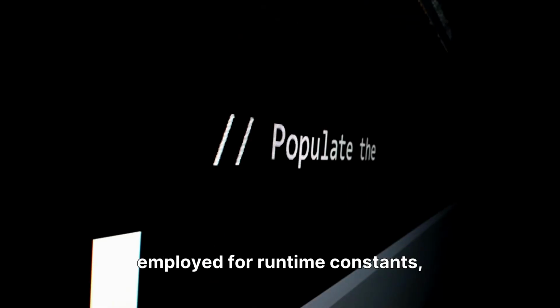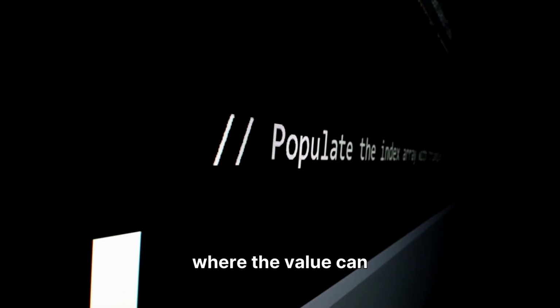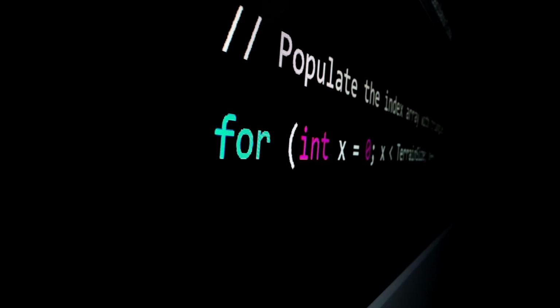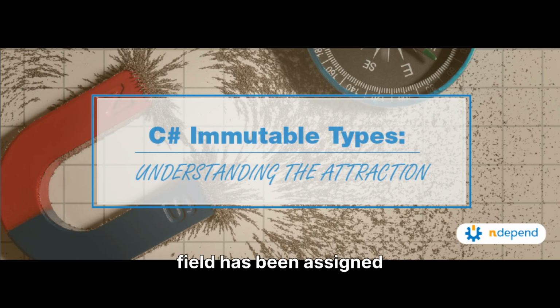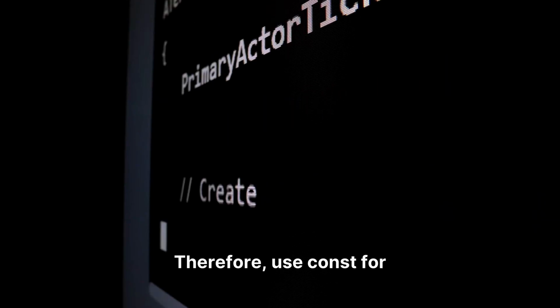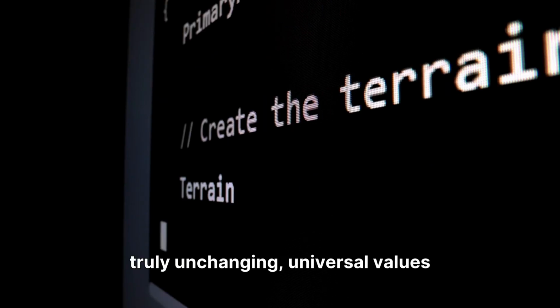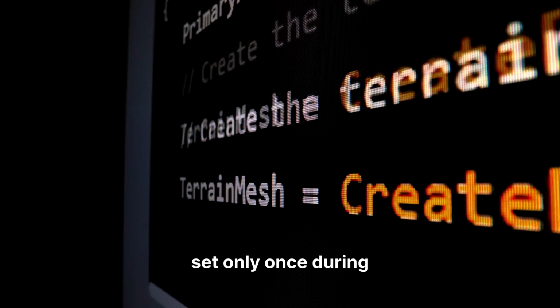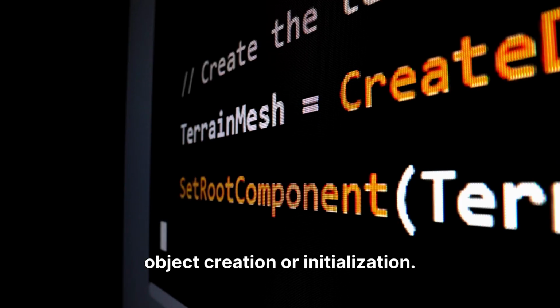In contrast, read-only is employed for runtime constants, where the value can be assigned dynamically at runtime, most commonly within the constructor of a class instance. However, once a read-only field has been assigned its value, it then becomes immutable and cannot be changed thereafter. Therefore, use const for truly unchanging, universal values like mathematical constants, such as pi, and read-only for values that are set only once during object creation or initialization.